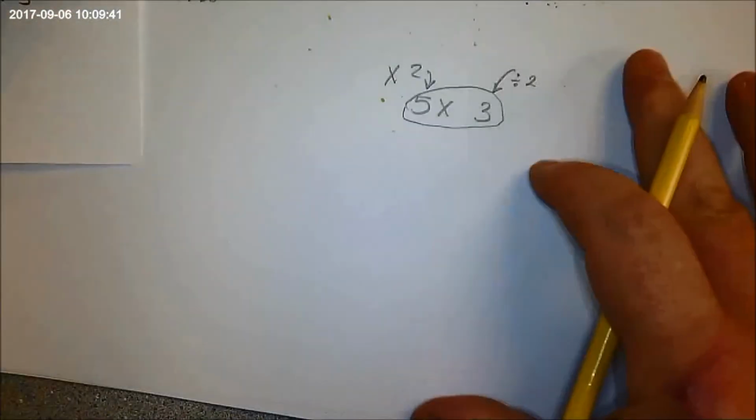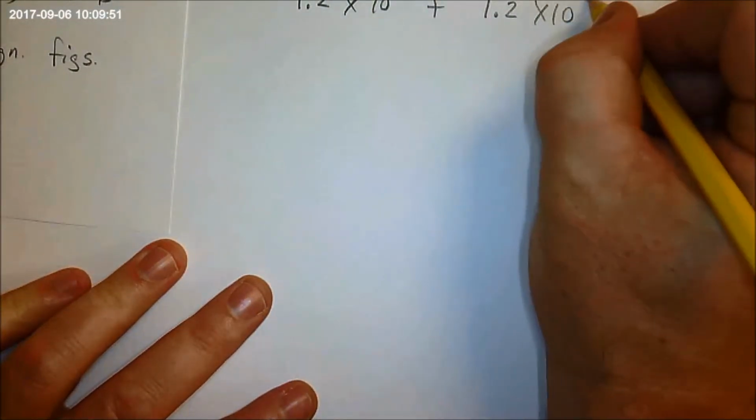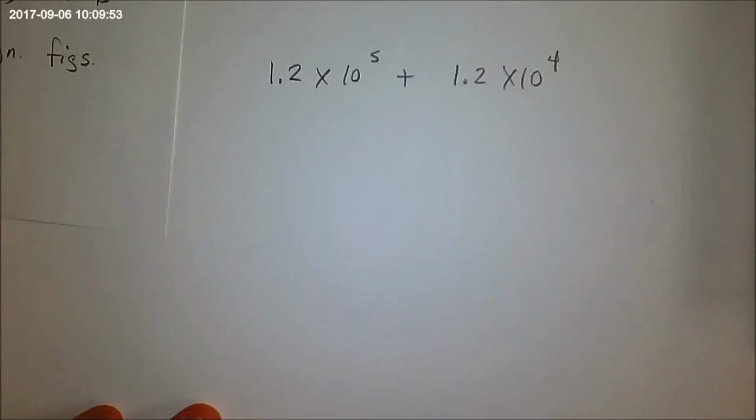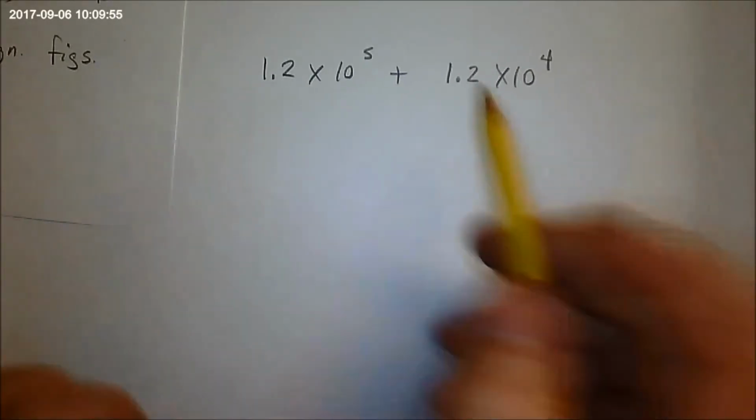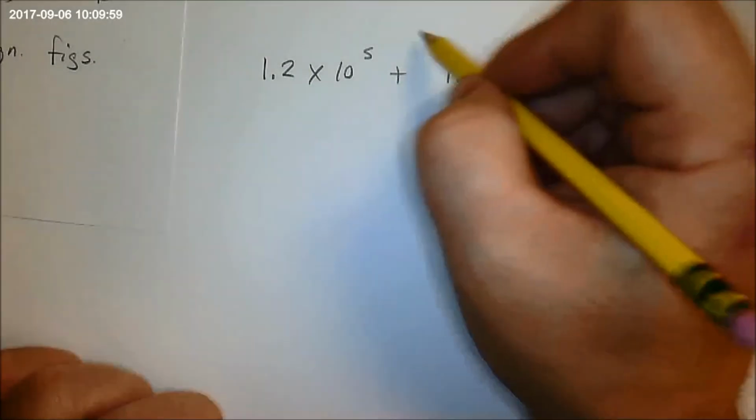Okay, here's the question. Let's say we had 1.2 times 10 to the 5th plus 1.2 times 10 to the 4th. Oh, there we go. Here's my question for you. Why do you want these to be the same before you can add?